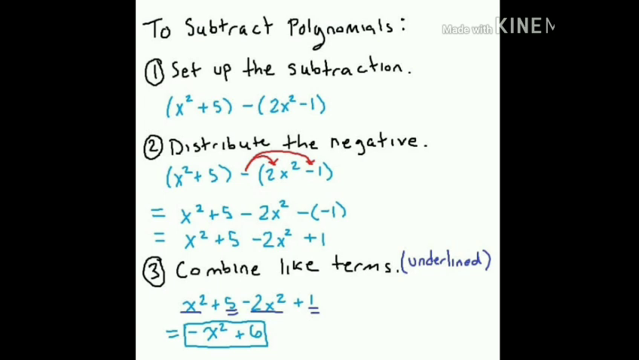So it will become x squared plus 5 minus 2x squared plus 1. So the final answer is negative x squared plus 6.